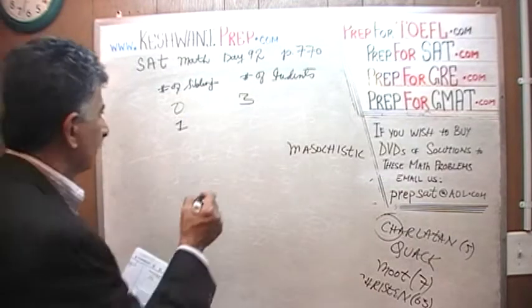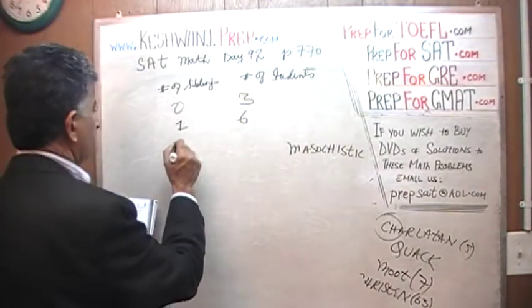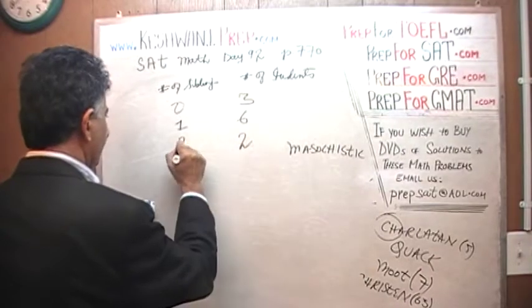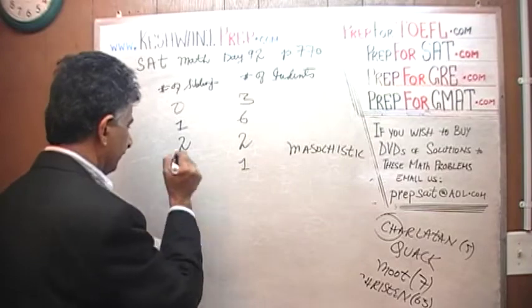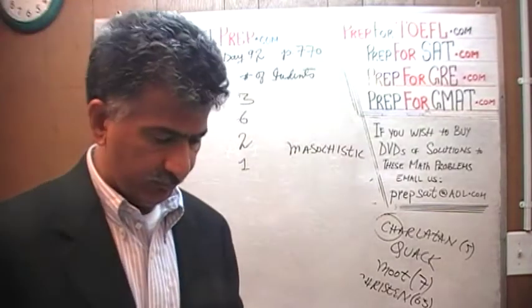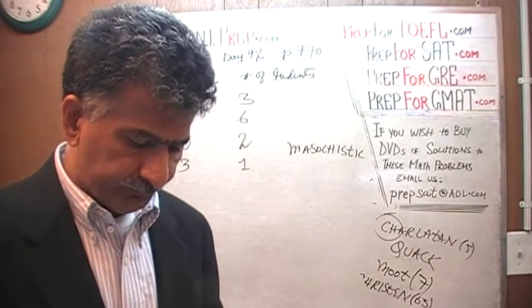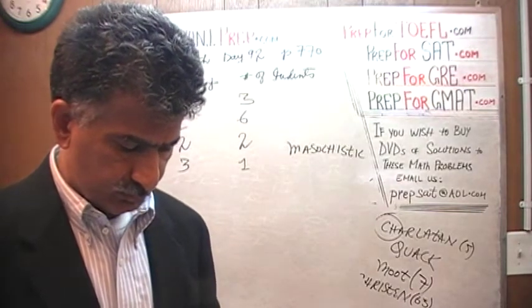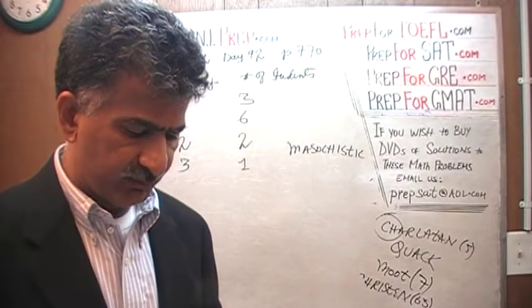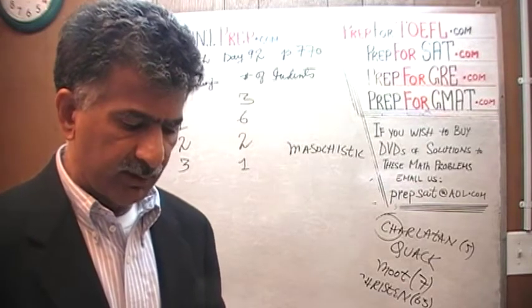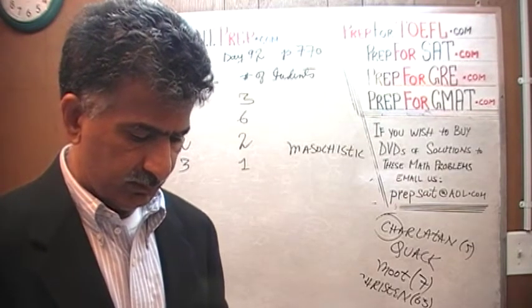There are 6 students who have 1 sibling. There are 2 students who have 2 siblings, and there is 1 student in the class who actually has 3 siblings. His parents were very busy. Later, a new student joined the class, and the average number of siblings per student became equal to the median of the siblings. How many siblings did the new student have?